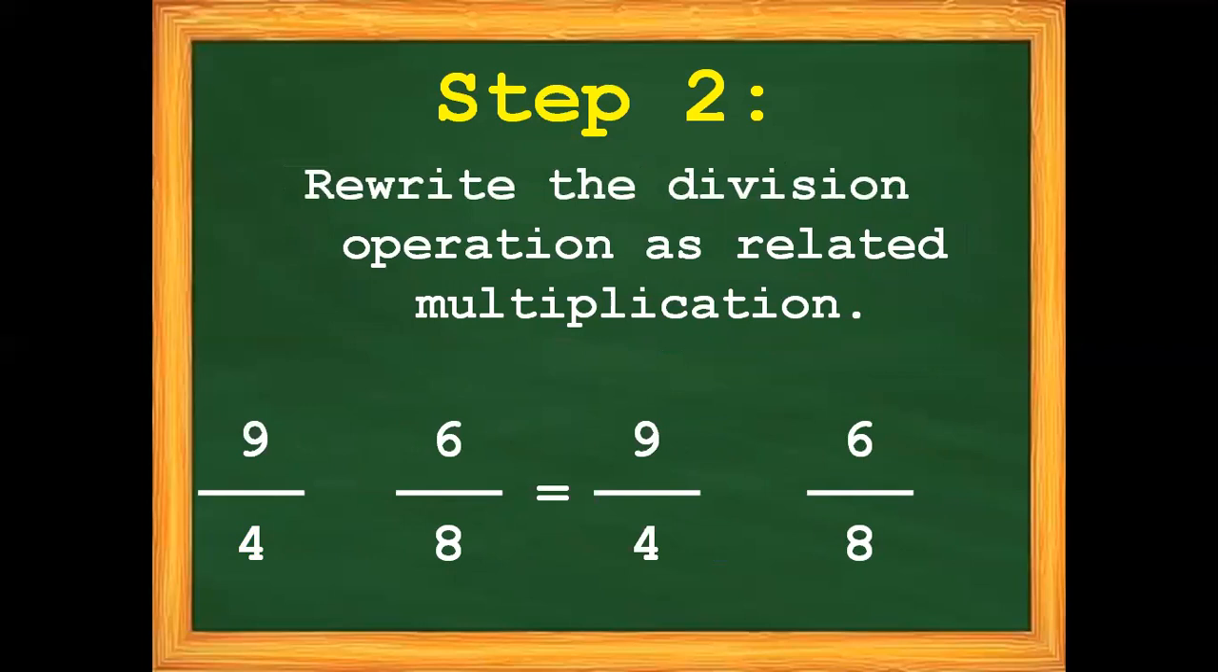Step number 2. Rewrite the division operation as related to multiplication. So 9/4 divided by 6/8. We are going to change the division sign into a multiplication sign. So we now have 9/4 times 6/8. The dividend is 9/4 and the divisor is 6/8.